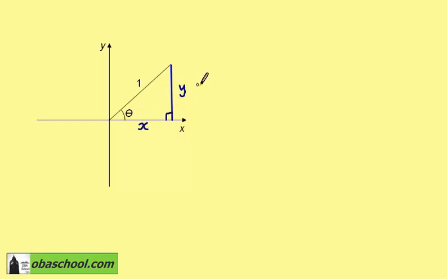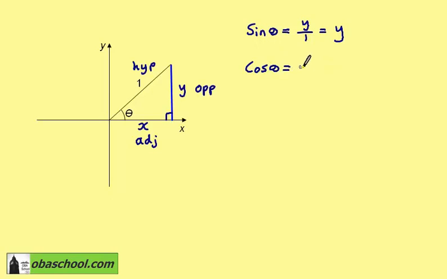we can see that this is the opposite with respect to theta, this is the adjacent with respect to theta, and this side is the hypotenuse. We know that sine theta is defined to be the opposite divided by the hypotenuse, which here is y over 1, or just y. The cosine is the adjacent divided by the hypotenuse, which here is x divided by 1, or just x.